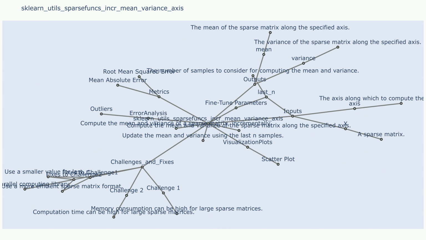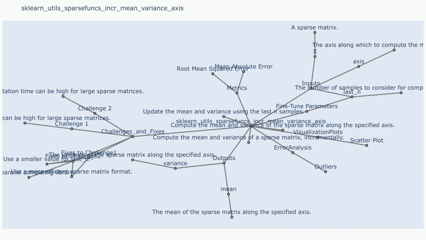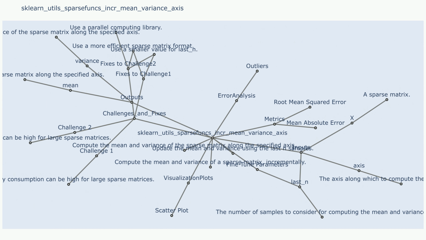Challenge 2: memory constraints when dealing with very large datasets. Loading the entire dataset into memory may not be feasible. Sample use case that resulted in challenge 2: datasets that are too large to fit in memory, requiring processing in batches. Fixes to challenge 2: use the incremental calculation feature of the function, processing the data in batches to avoid memory overload.